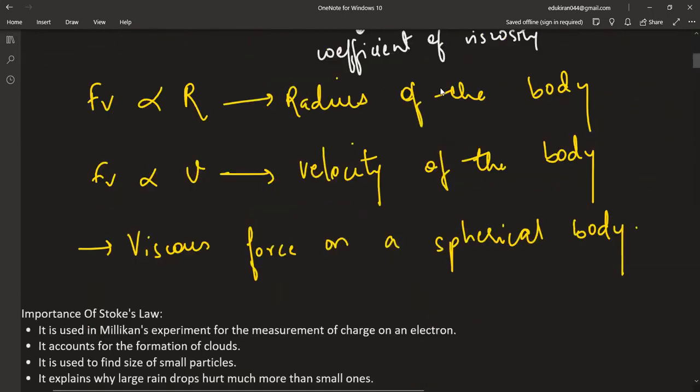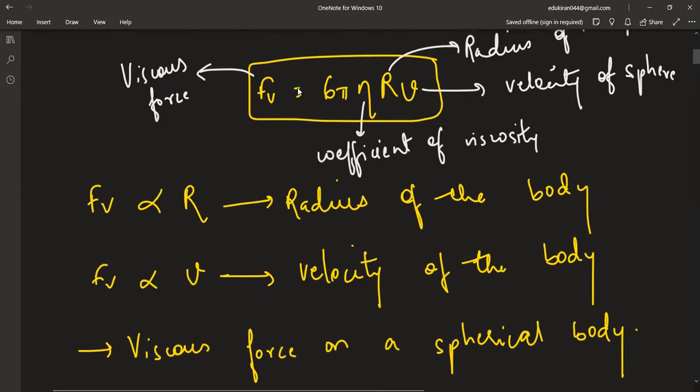All right. Let me tell you this also. From this you can conclude, look at the formula. Viscous force is directly proportional to the radius of the body and directly proportional to the velocity of the body. So these are the two major components of the viscous force. So this is the viscous force on a spherical body.